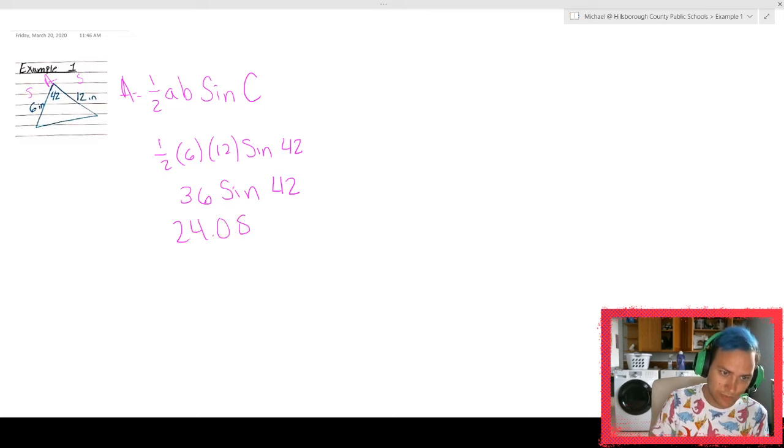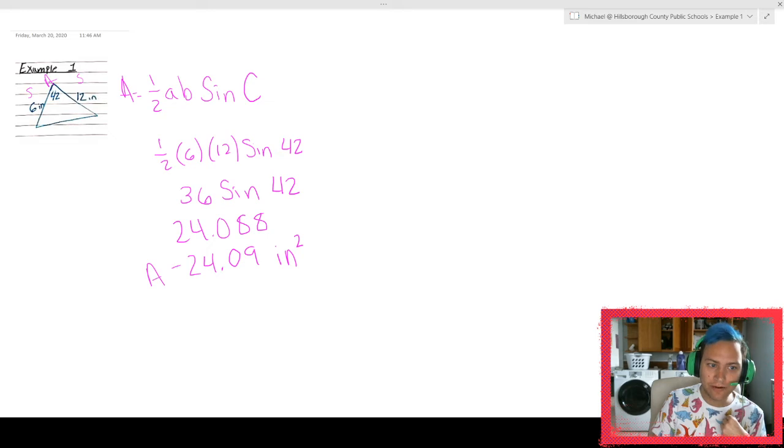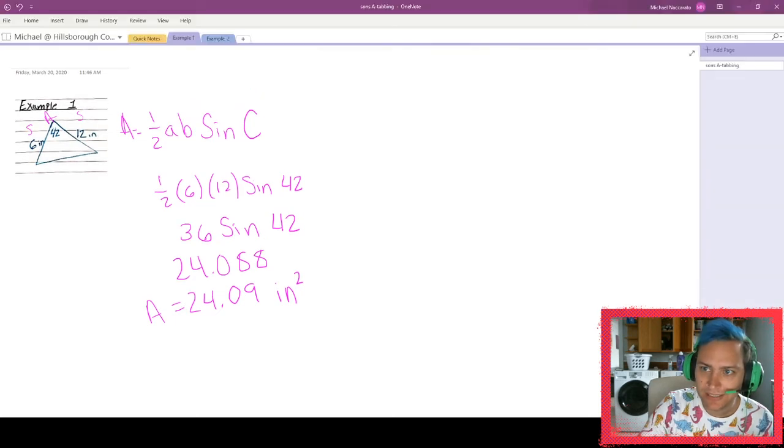24.088, and I didn't say what to round to, so let's round to hundredths. If I don't say what to round to, just usually assume it's that. So 24.09. And we got to make sure we put our units on here. Since we're talking about area, we're going to use inches squared, and that would be the area of that triangle. Pretty simple, yeah? Okay, so we have a second example.